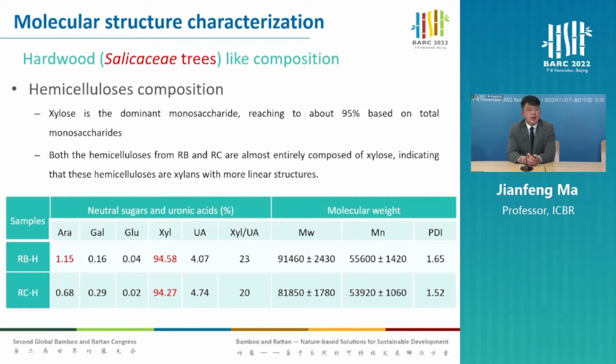Also, we detect the hemicellulose composition. Cellulose is the dominant monosaccharide, reaching more than 95% based on the total monosaccharides. Both the hemicellulose from RB and RC are almost entirely composed of cellulose, indicating that these hemicelluloses are xylans with more linear structures.